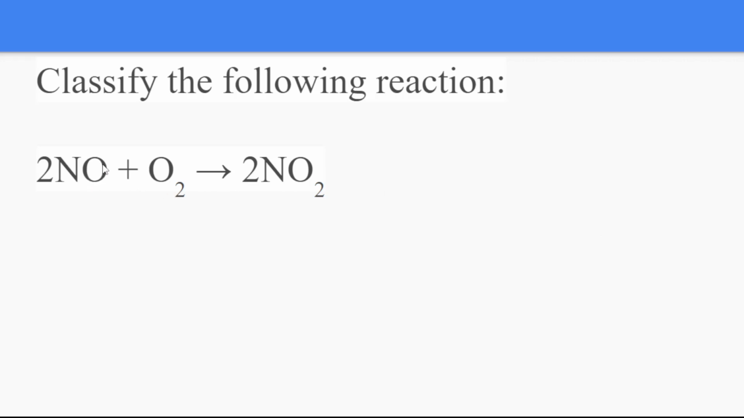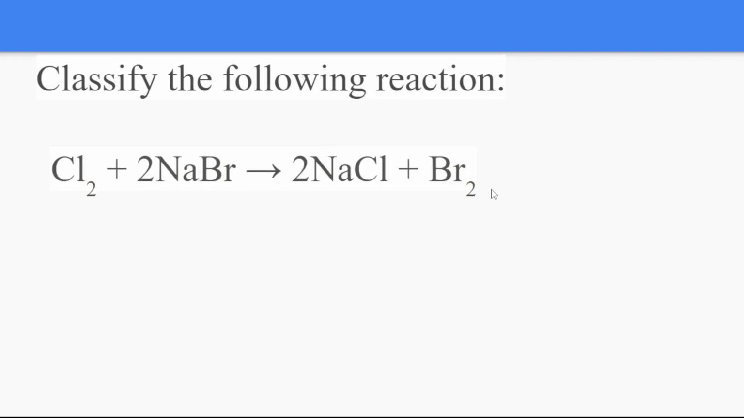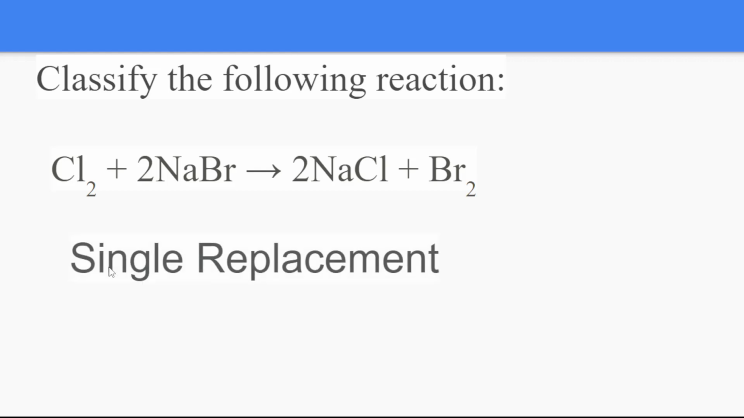Okay, how about this? We have two reactants that form one product. Two reactants, one product, synthesis. Mickey, Minnie, Mickey and Minnie together as a couple. Now you have an element plus a compound that yields a new compound and a new element. Single replacement.